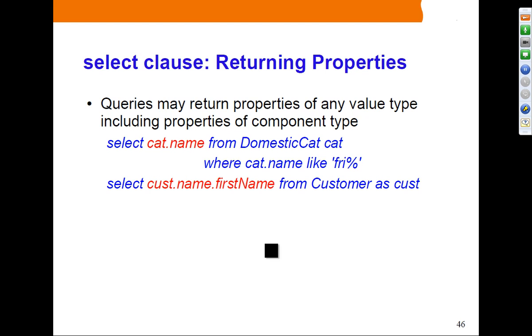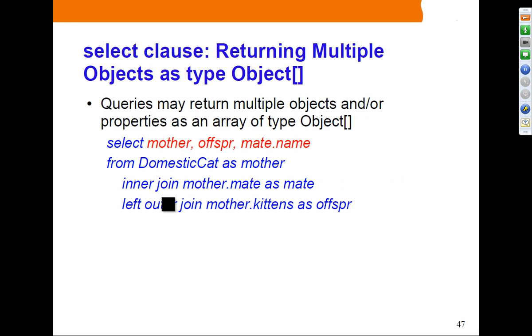Returning properties. I like to just get the name from the cat. Because this is a Java object, you can say select name.firstName. So basically the first name field of the name class, which is from the customer class. Returning multiple objects as type object array. Here we can say mother, offspring, mate, name. These are all in the form of an array.